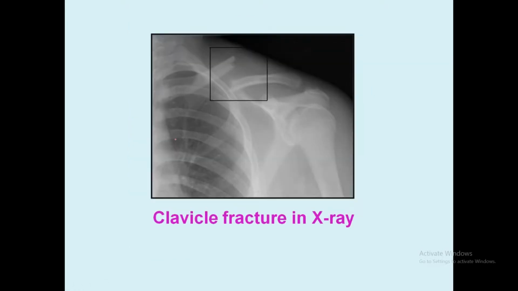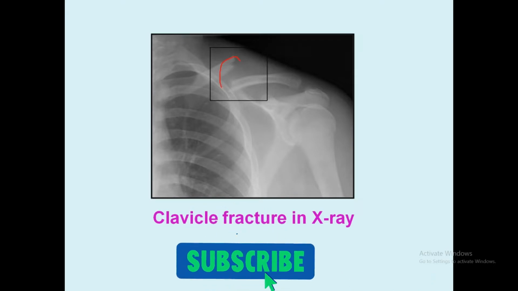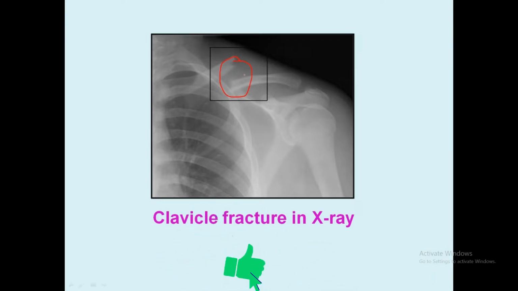Clavicle fracture in an X-ray. So the weakest part of the clavicle is the junction between the medial and the lateral thirds. This is the medial end and this is the lateral end of the two curvatures.